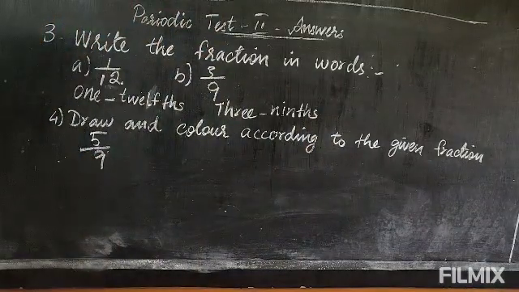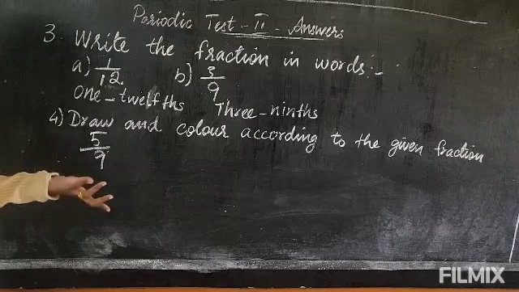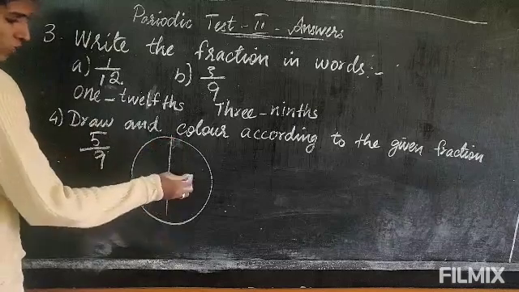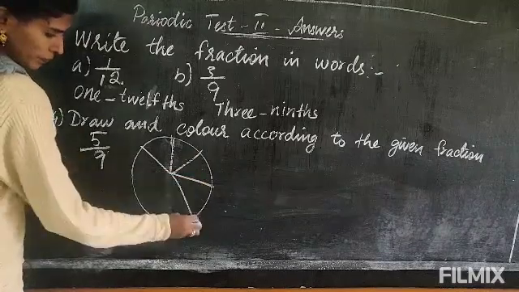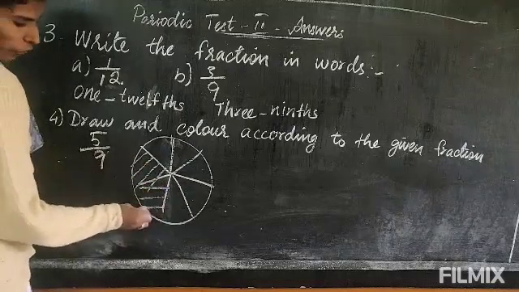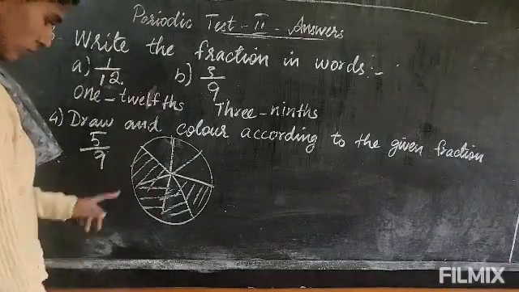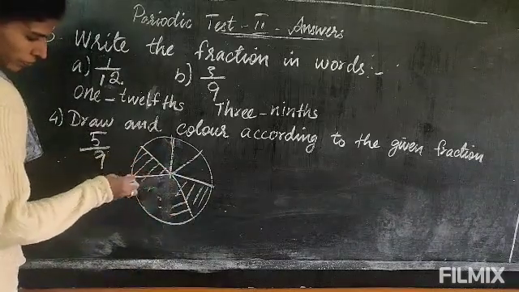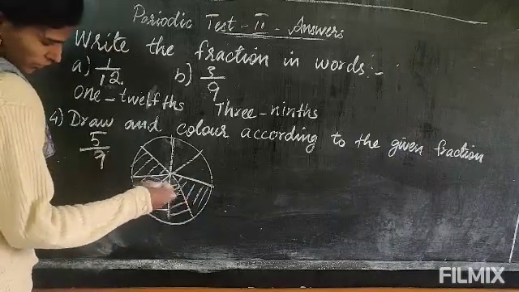Again, next one: draw and color according to the given fraction. So 5 by 9 is given. For that fraction, you have to draw any figure. You can draw it any way. You can draw a circle and divide it into 9 equal parts. This way you can divide, and you can shade the 5 parts alone. Five parts you can shade. That way you can write it.